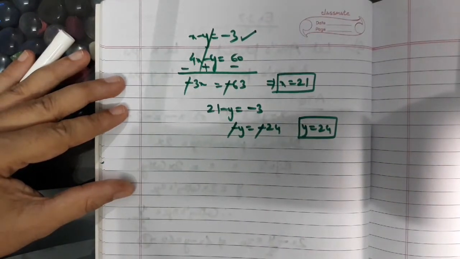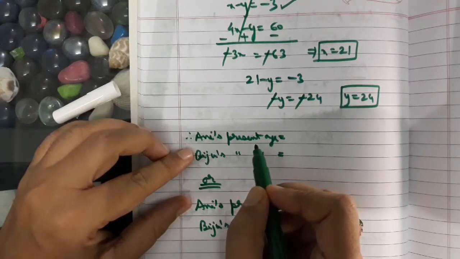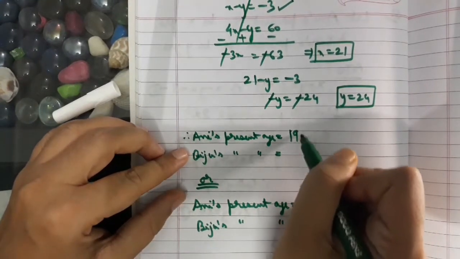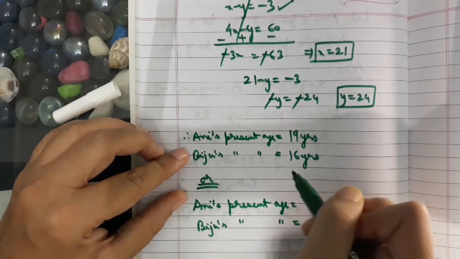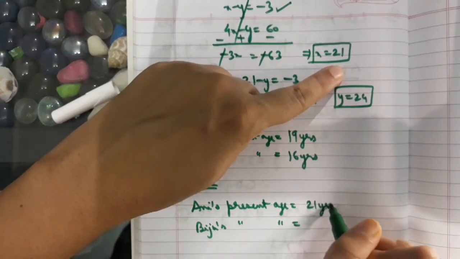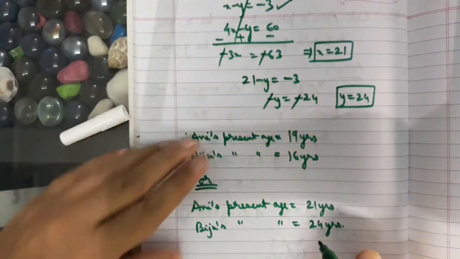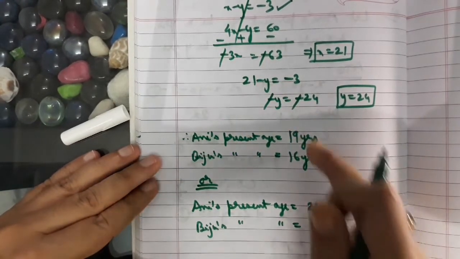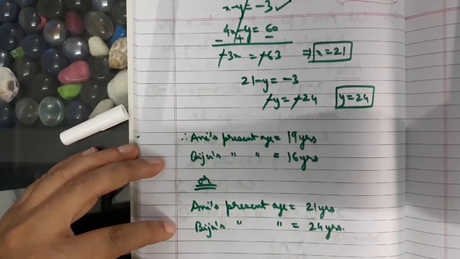Now let us write down the final answer statement. So Ani's present age is 19 years and Biju's present age is 16 years, or Ani's present age is 21 years and Biju's present age is 24 years. So both the solutions are possible. Either this will be true or this will be true.